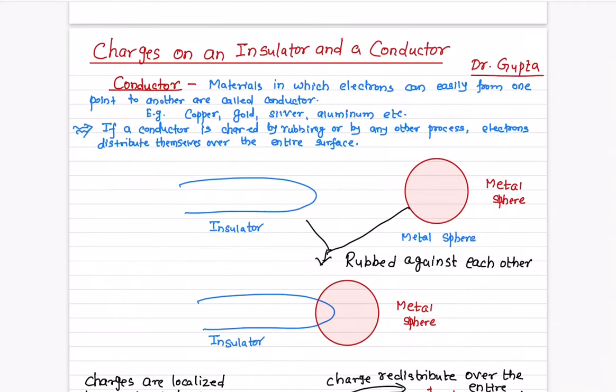In this video, I'll be talking about the charges on an insulator and a conductor. A conductor is a material in which there is an ocean of electrons, many free electrons, which can flow from one point or region to another region. That's why it's called a conductor. That means it can easily flow.